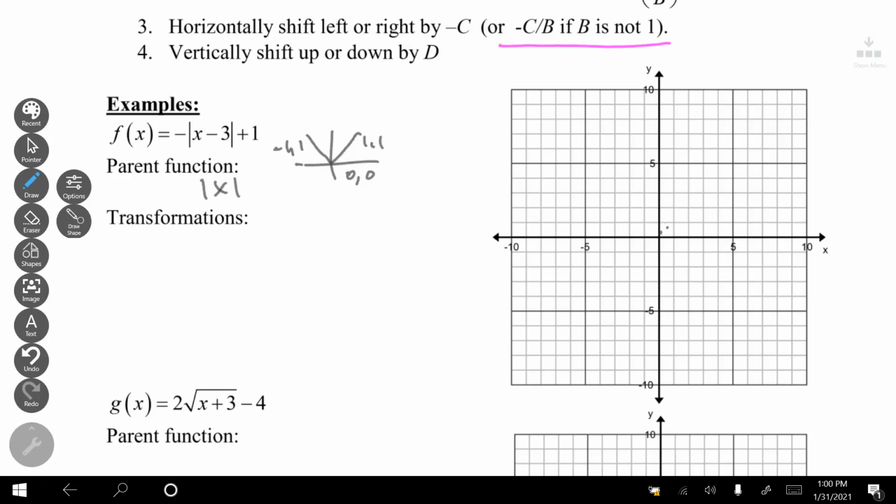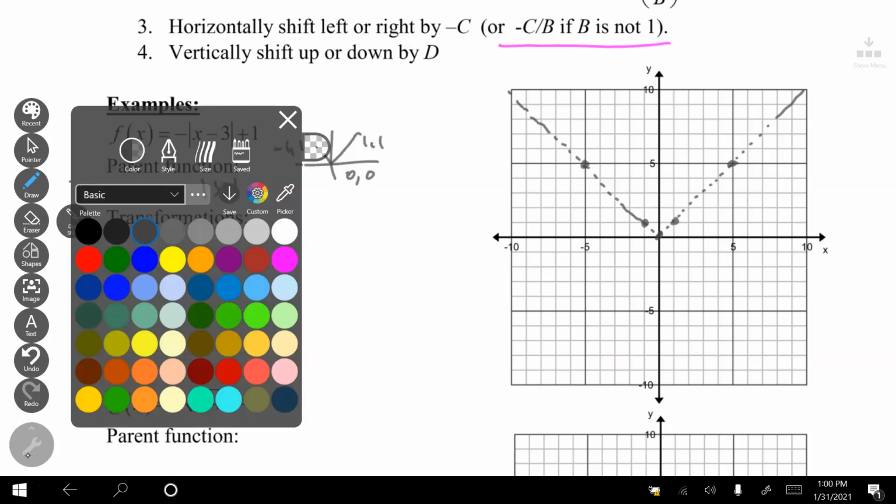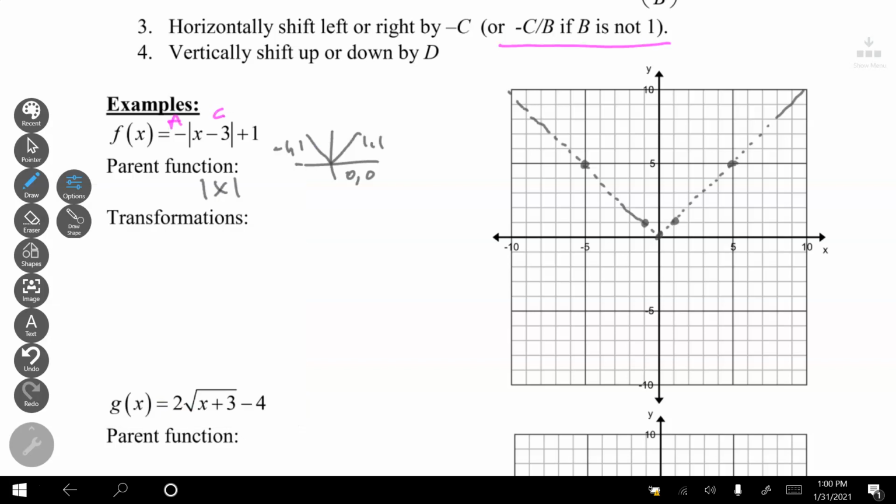And I'm going to draw this lightly here in gray, just to give some precision. And you can see I have 0, 0, 1, 1, negative 1, 1. I also have the point 5, 5, negative 5, 5. I could put a bunch of points on there. What are my transformations? Well, if I look carefully, I have an A value, I have a C value, and I have a D value. The A transformation is a reflection over the x-axis. Okay. The C value is minus 3, but the opposite of it is plus 3, so that's right 3. And my D value is a plus 1, which means up 1.